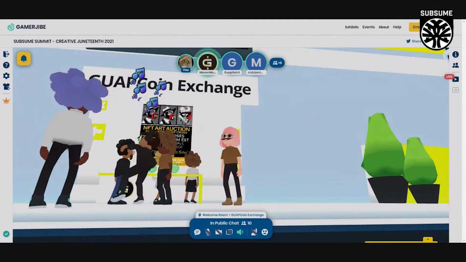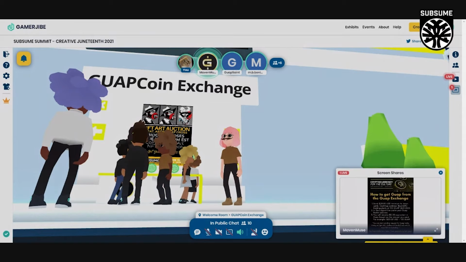Does anybody have any questions? I'm going to share this photo on how to acquire Guap in the meantime, so that people who want to participate in the auction have the option to get their Guap if they want to avoid an exchange. So any questions from the live stream and or from the audience here?